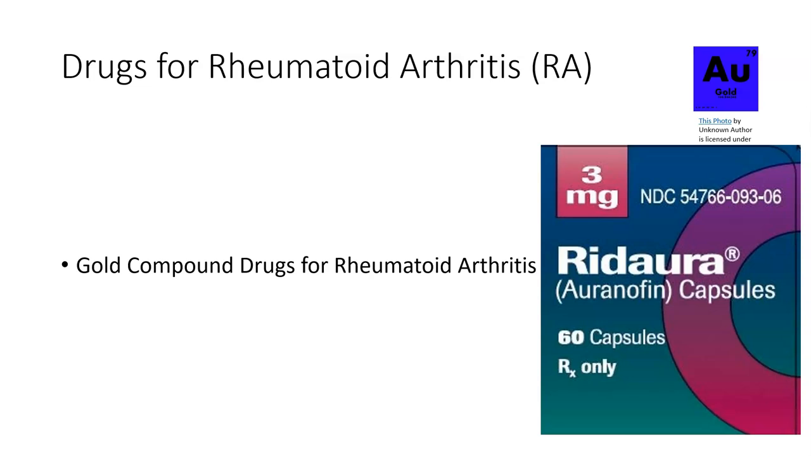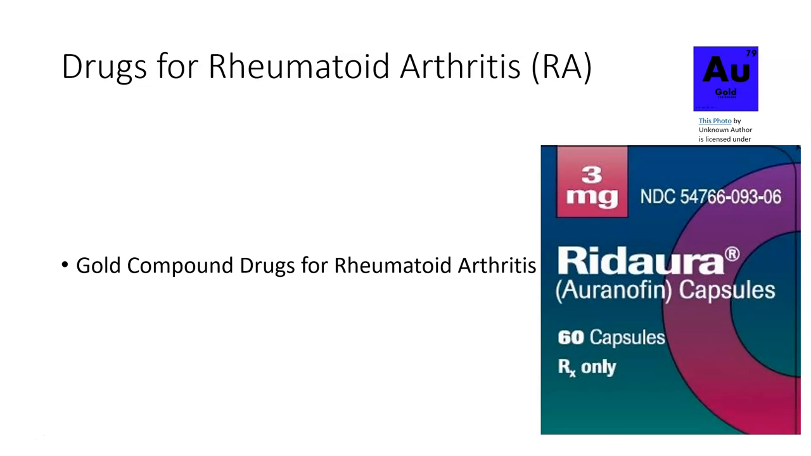Also, to treat rheumatoid arthritis, we have a group of drugs that are known as gold compound drugs. So the elemental symbol for gold is AU. So we see this in the generic name, auranofin, and it starts with AU. And then we have Ridaura, and we've got that AU in the middle. How we found out that gold helps with rheumatoid arthritis, they were thinking it was going to work for malaria, and it didn't. And then they found out it worked for rheumatoid.